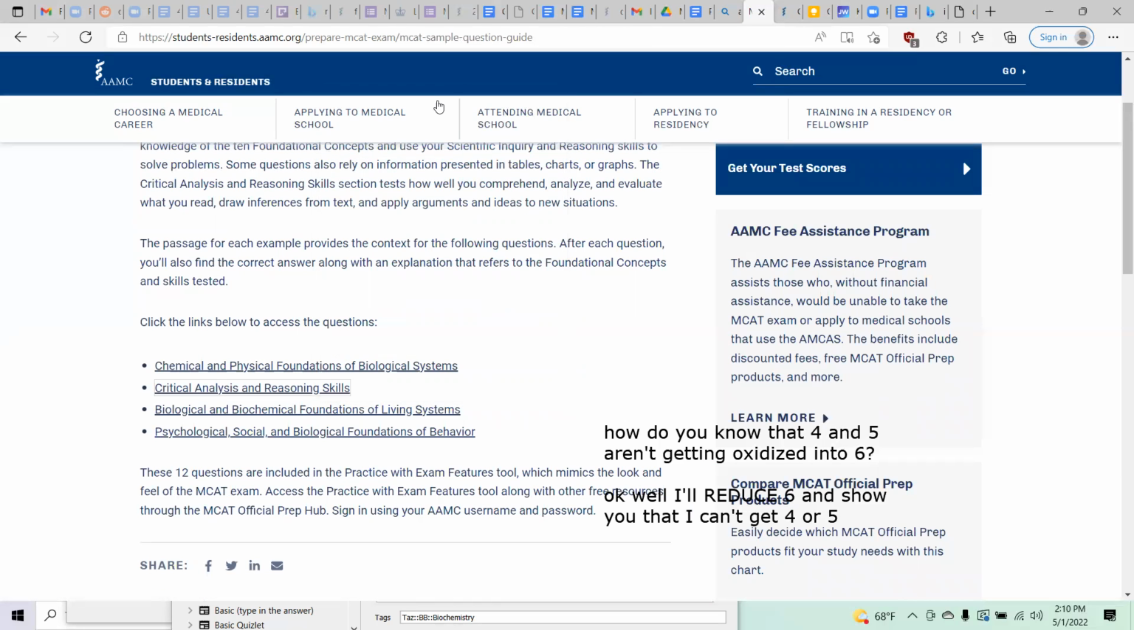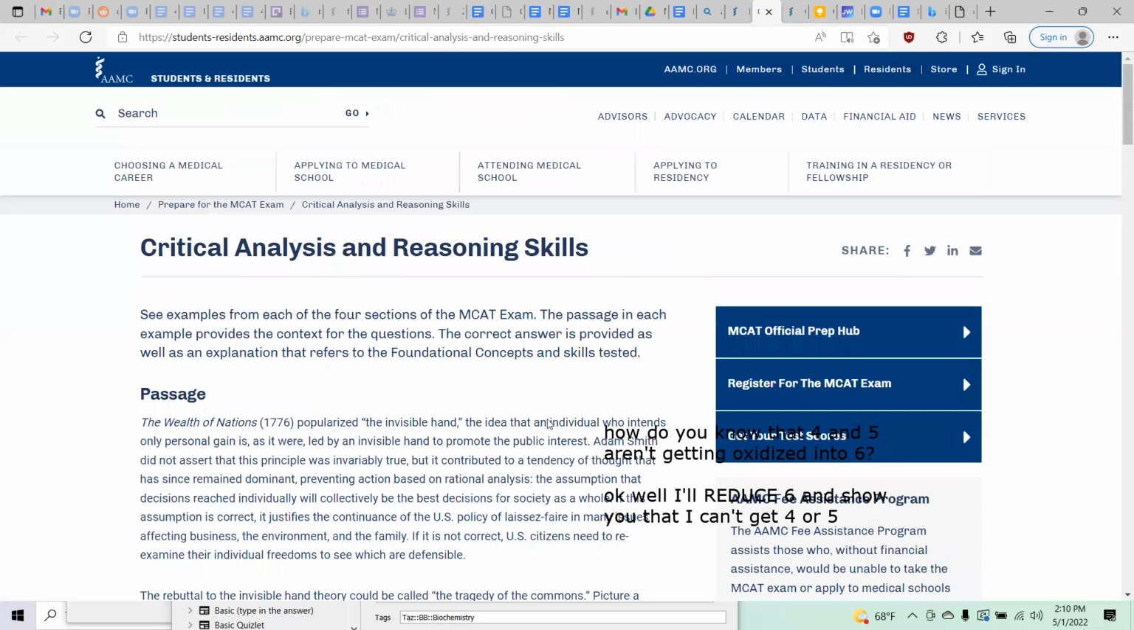Okay, so I want to do this one, and we're going to go based off of the approach. Annotations clear. Okay, so the approach, yes. Critical analysis and reasoning.